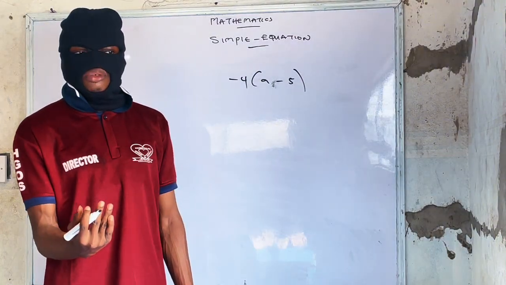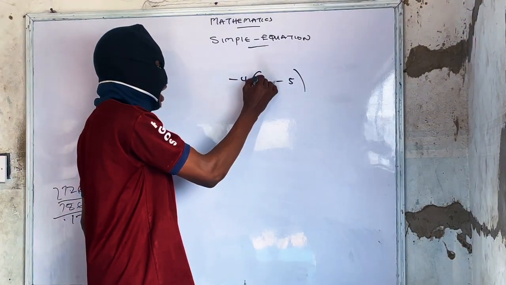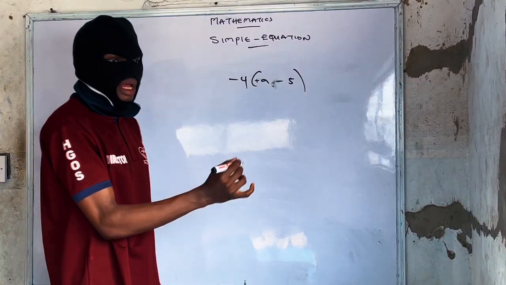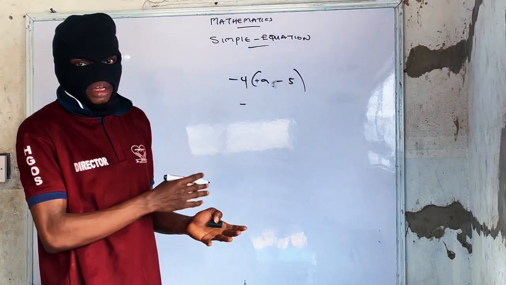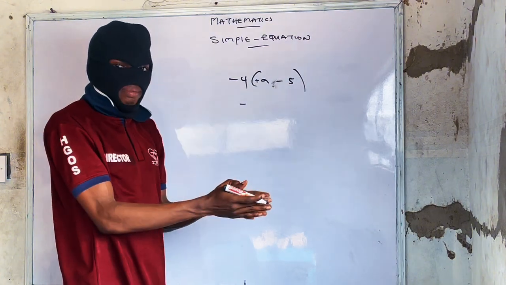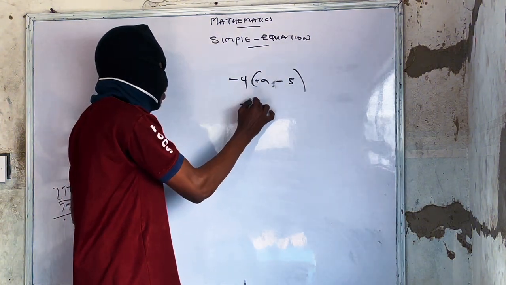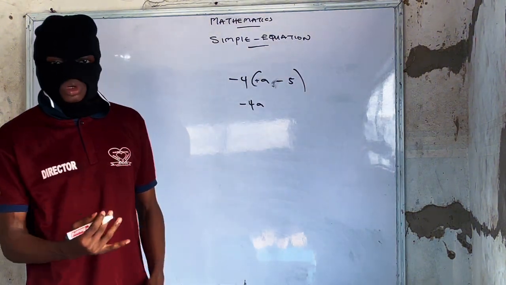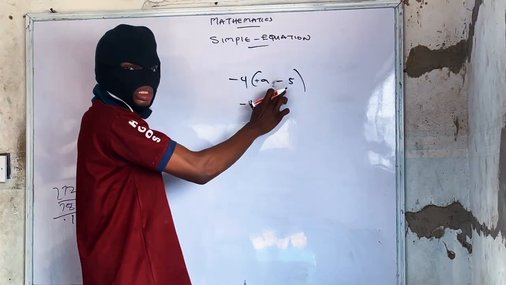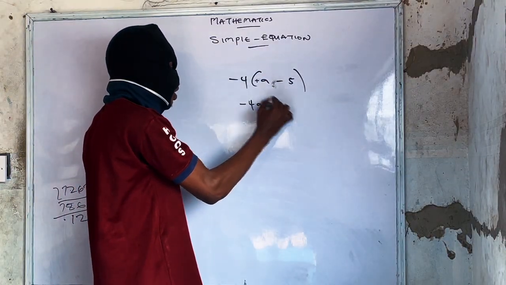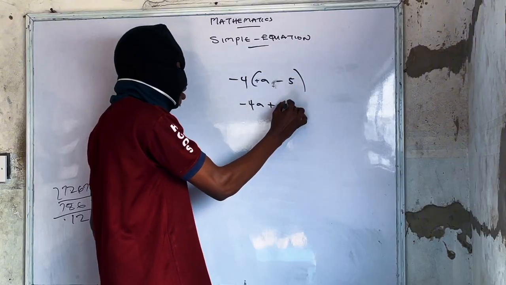How do we get minus 4a? We all know that this a has an invisible plus here. Now minus times plus will give you minus, according to the rules I gave you. Minus times plus will give you minus. Then 4 times a will give you 4a. So that's how we are able to get minus 4a. Now look at this. Minus times minus here will now give you plus, while 4 times 5 will give you 20.